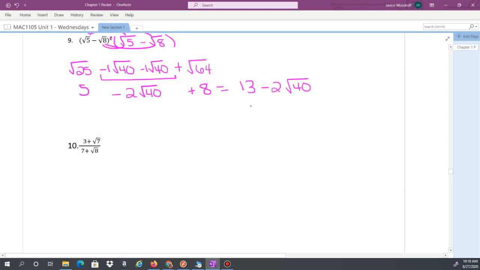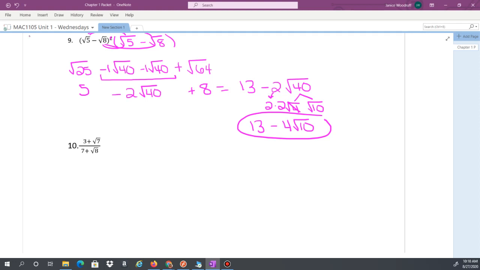And then finally, see if you can simplify this. For 40, if there is a perfect square that goes in, which there is, you have 4 and 10. So you would go 4 times 10, take the square root of the perfect square, 2. Bring down the other 2, multiply those two numbers. So 2 times 2 will give you a 4 radical 10, and then bring down the 13 and the minus sign. So 13 minus 4 radical 10.